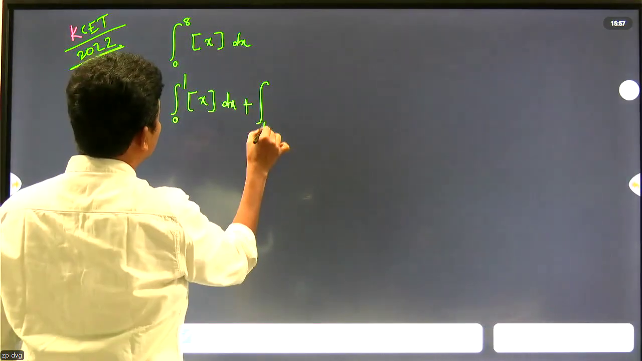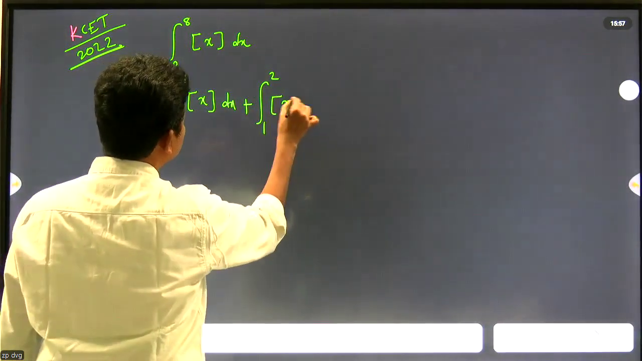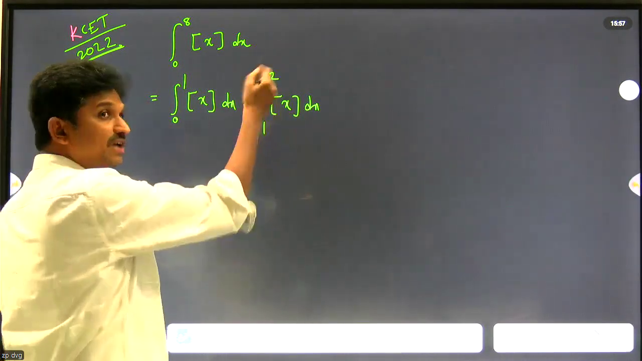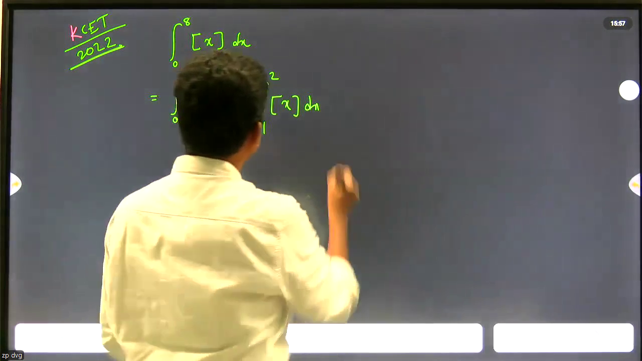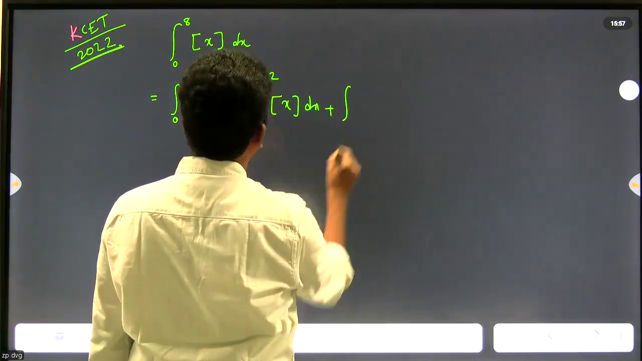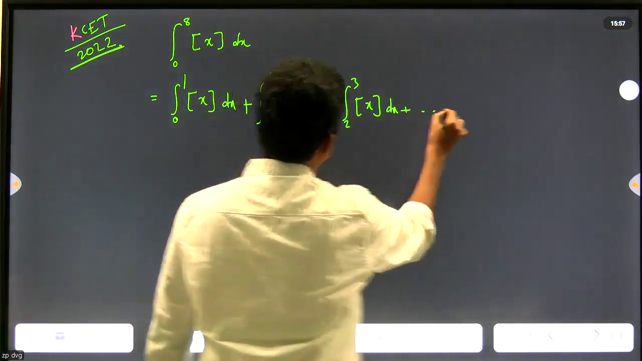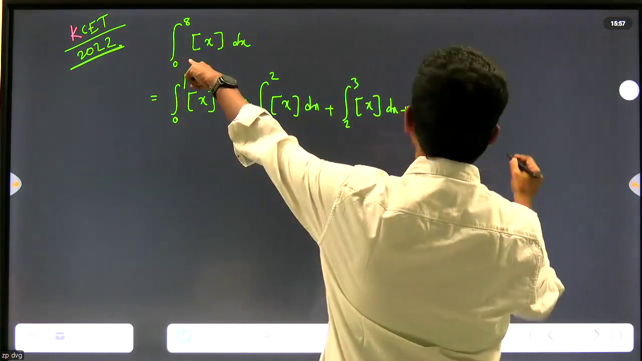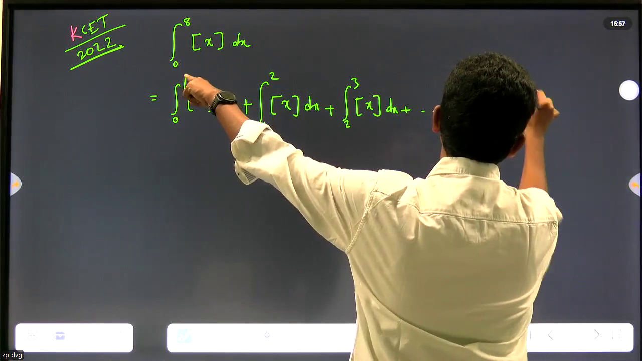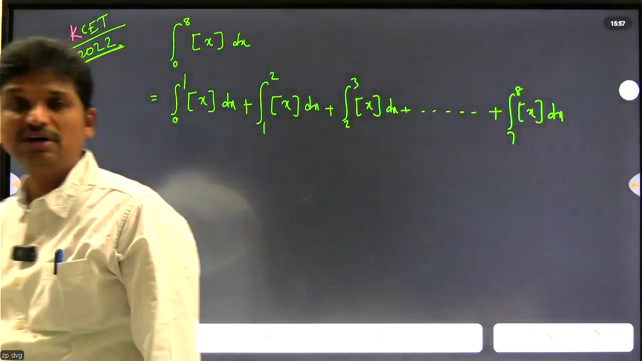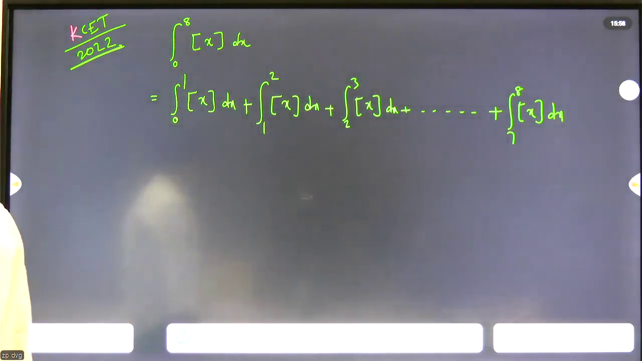Plus integral of 1 to 2 step x dx, because this step x value will vary, right? You know the graph of step x function, right? Integral of 2 to 3 step x dx, like that, and so on. Plus the last one is what? Integral of 7 to 8 step x dx. We can do this problem in two methods. One is the regular method we will follow. Another one is the graph method.